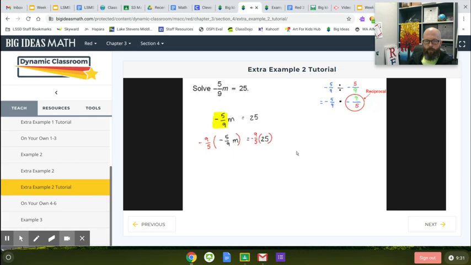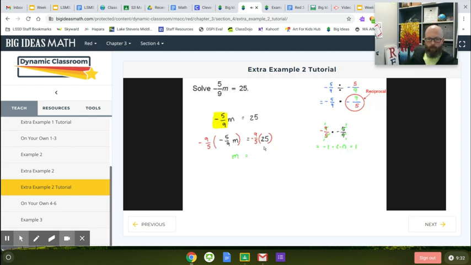So now we can simplify the left-hand side of the equation. Negative 9/5 times negative 5/9. You can simplify first. 9 and 9 divide out, so you're left with 1 and 1. 5 and 5 also divide out, so you're also left with 1 and 1. What you have is negative 1 times negative 1, which equals 1. So on the left-hand side of the equation, you have 1m, which is just equal to m.